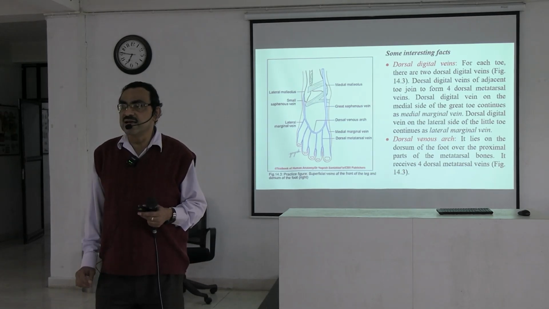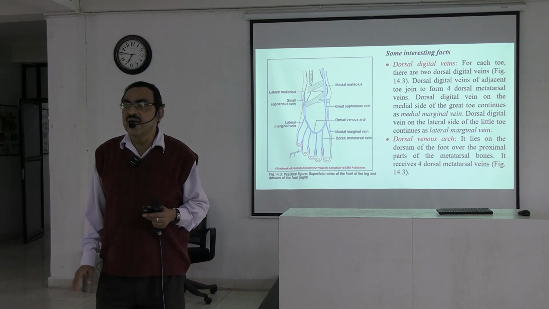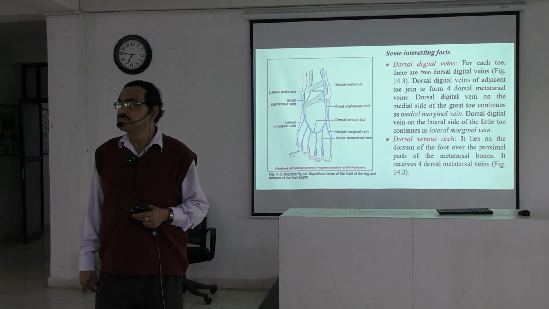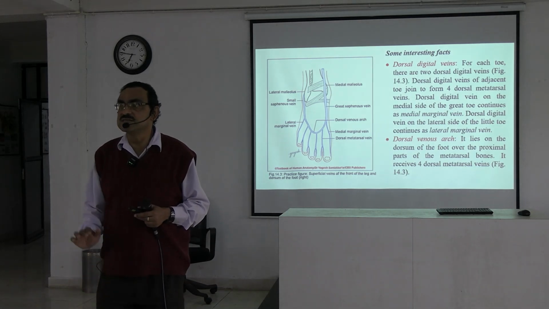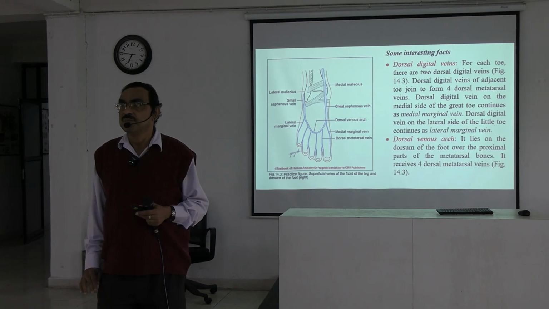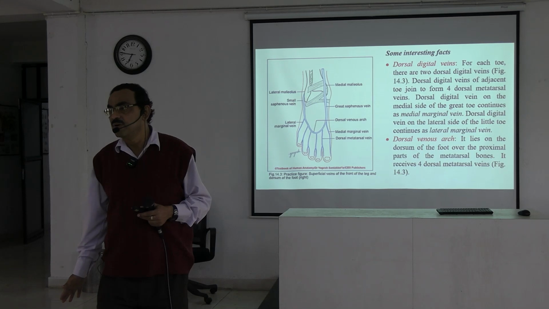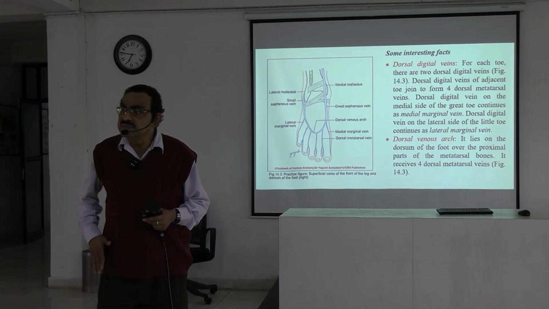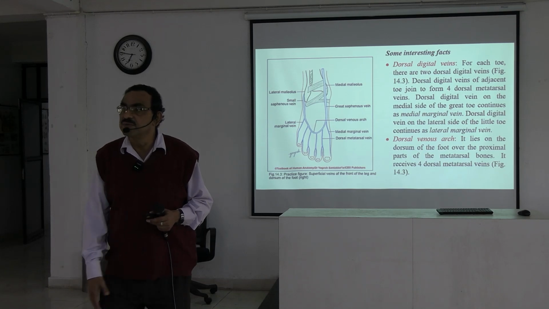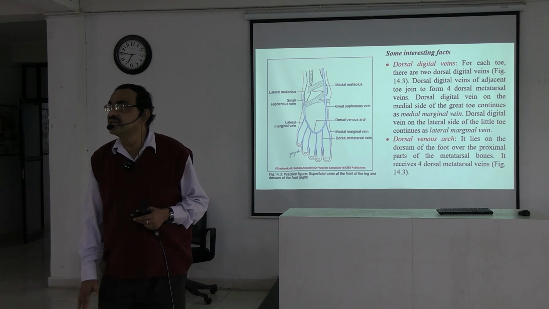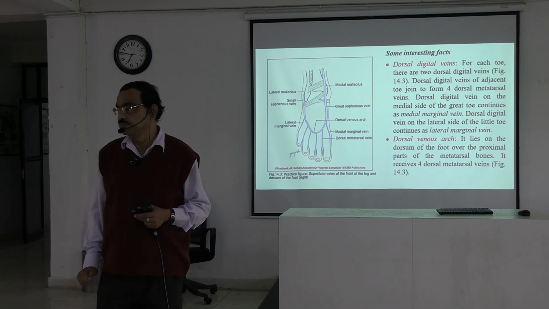Like tibialis anterior, extensor digitorum, extensor hallucis longus, extensor digitorum longus, peroneus tertius, peroneus longus and brevis we have seen, we will see. But these muscles are muscular in the leg, but they are continued as tendon in the dorsum of the foot.